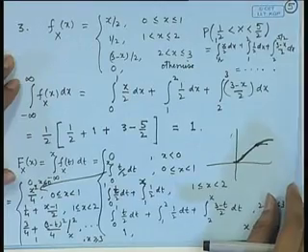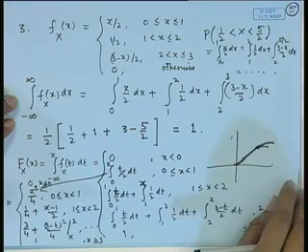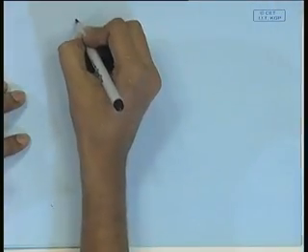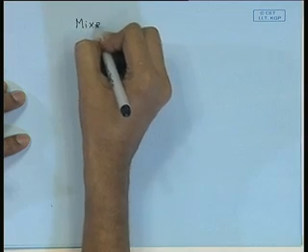There is also a possibility that a random variable may be partly discrete or partly continuous. These are known as mixed random variables. Let me consider some example.